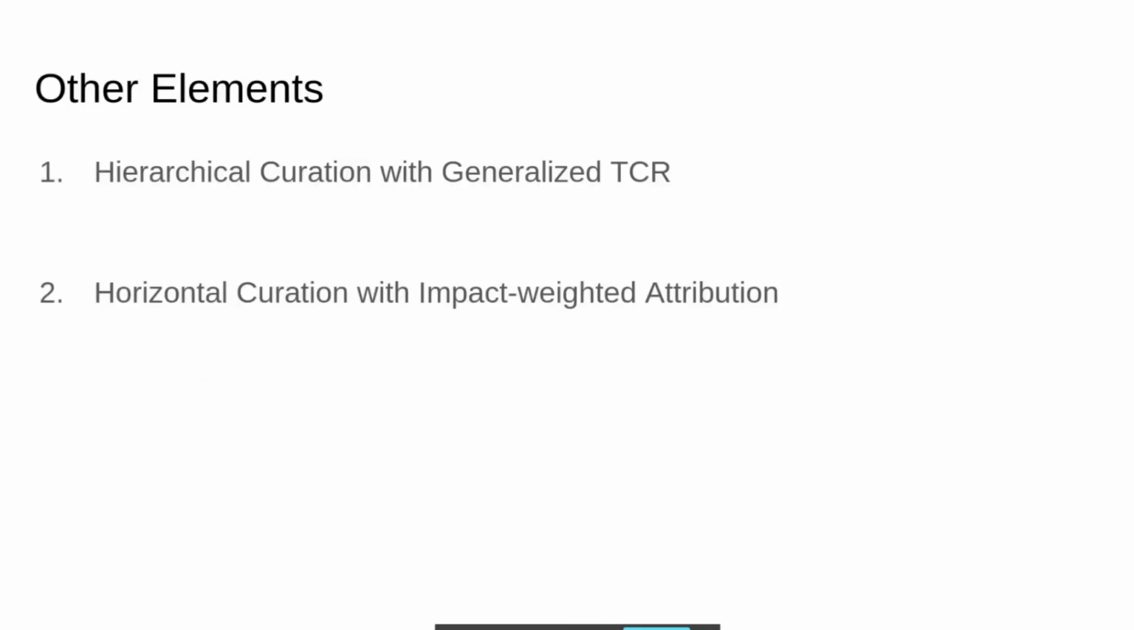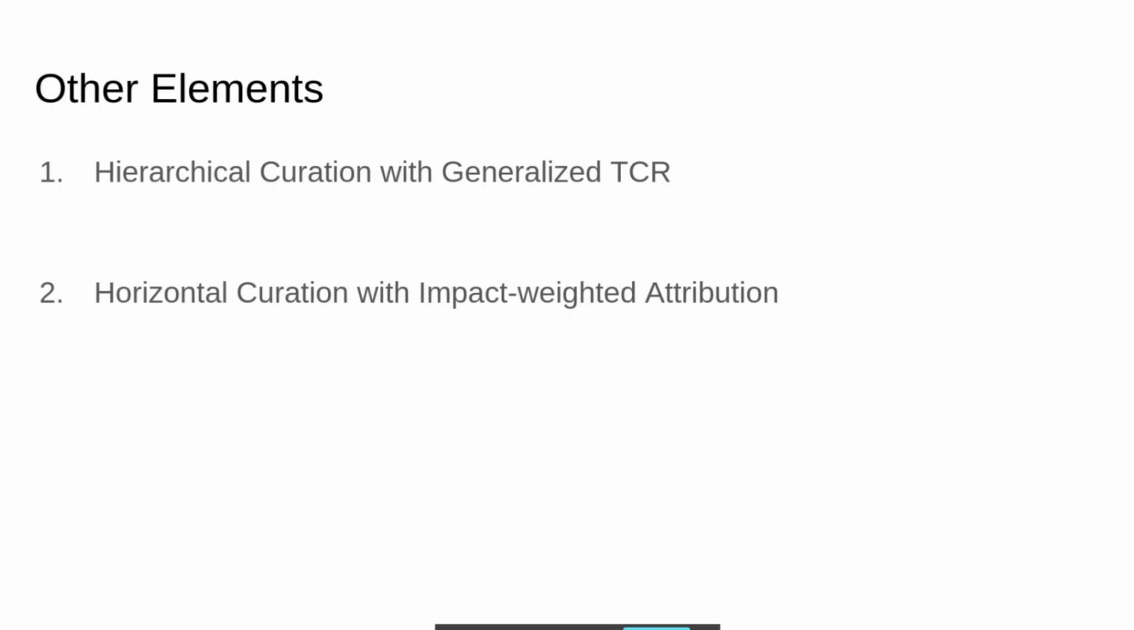The other two elements of this protocol are a hierarchical curation with a generalized token curated registry design. Basically, at the top level, we may have top level topics, but these are namespaces that change all the time based on the preferences of the people who are doing the curation. This allows us to enable a better way of quality control, as well as discovering new goods based on your interests and topics and subtopics, etc.